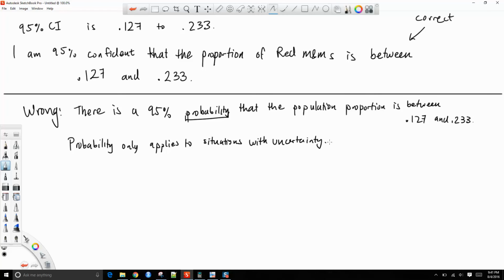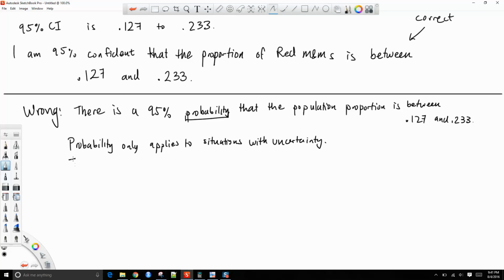Okay, I'm glad you liked it. So here, it is wrong to say that there's a probability that the population proportion is between 0.127 and 0.233. The population proportion is a fixed value. It's either between these numbers or it's not. We don't know its value, but there's no uncertainty associated with it. If we wanted to, we could open up the tank and count exactly what proportion are red.